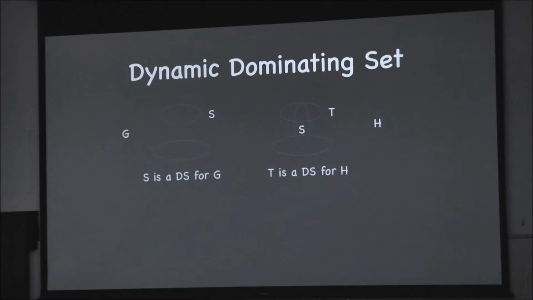Suppose not. Suppose you have a T that possibly intersects with S, but does not contain S entirely. So S would look like this. It has some vertices from T, some vertices outside T. Now, S union T is also a dominating set for H, because T is already a dominating set for H. By adding more vertices to the dominating set, you will not kill any property. So S union T remains a dominating set for the new graph.